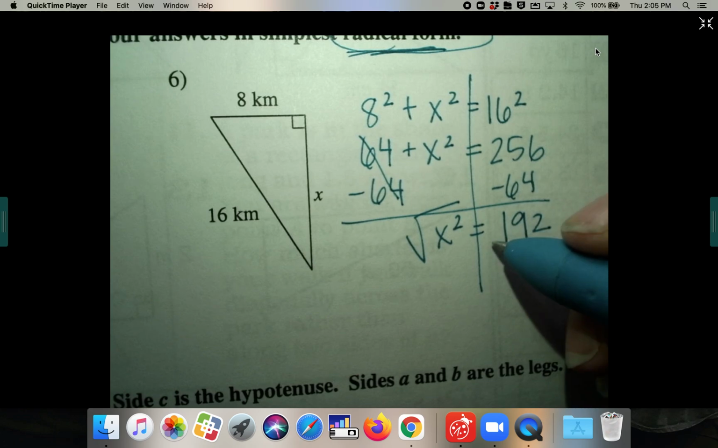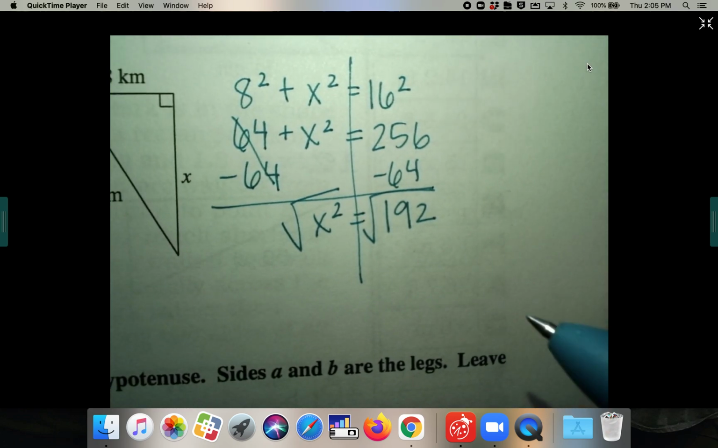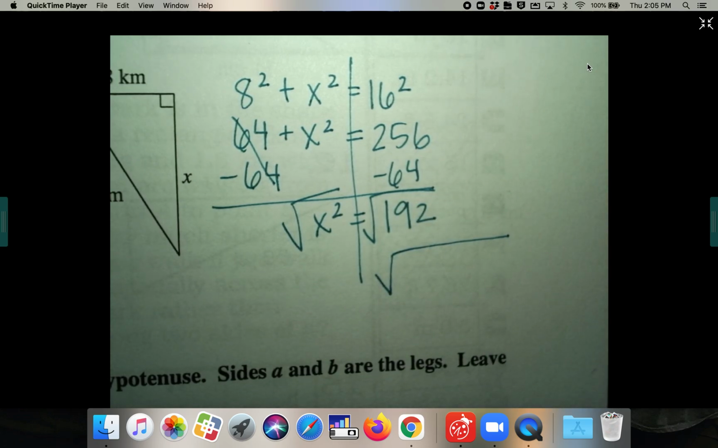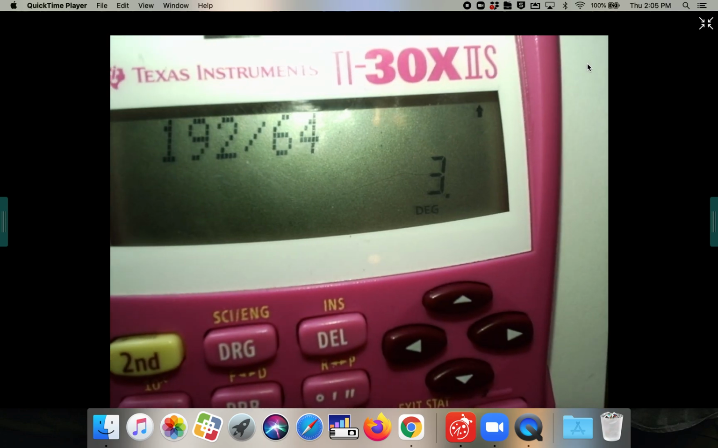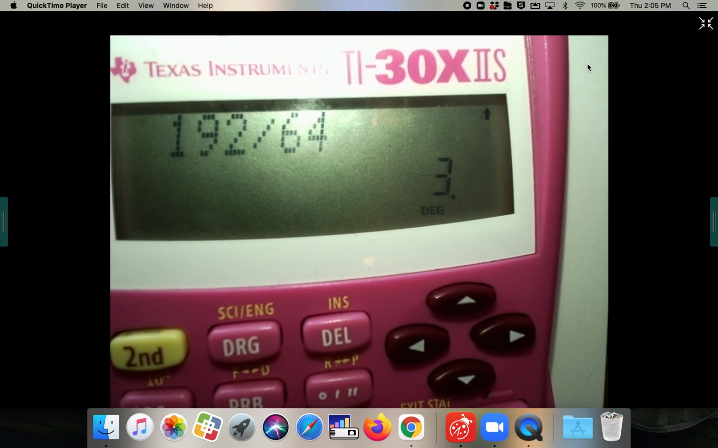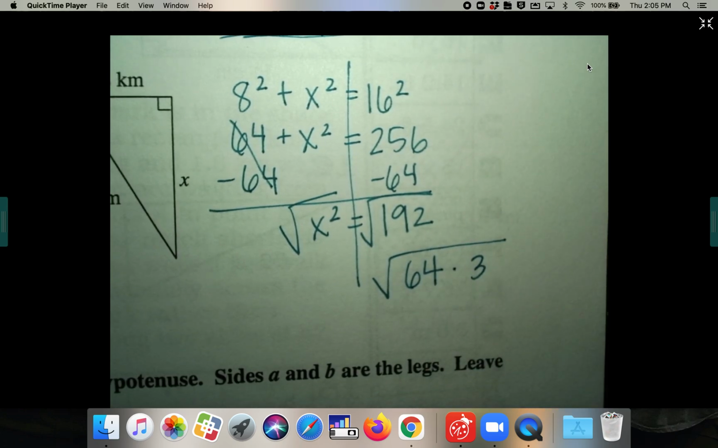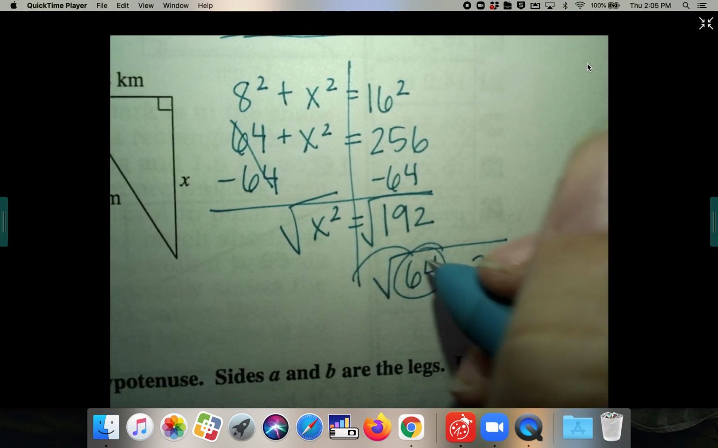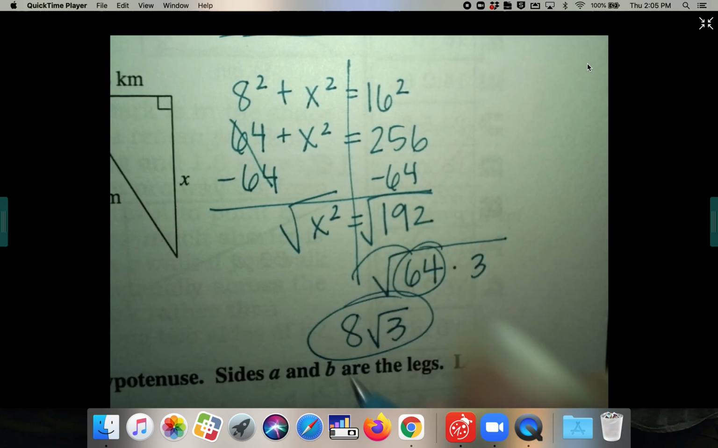And we get to find the simplest radical form of 192. Ugh. So what 2 things can we multiply to get 192? I'll try 64. Yes, I got very lucky here. 64 and 3. You may have to play around with numbers until you find a perfect square that works, but I know that the square root of 64 is 8. So 8's going to come out, 3's going to stay in, 8 root 3.